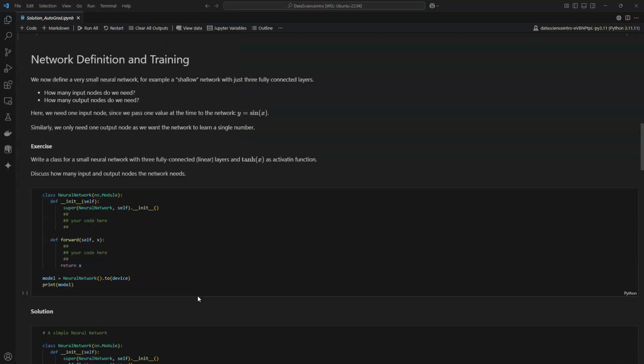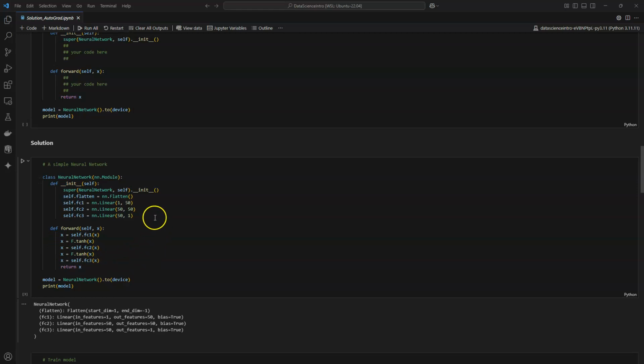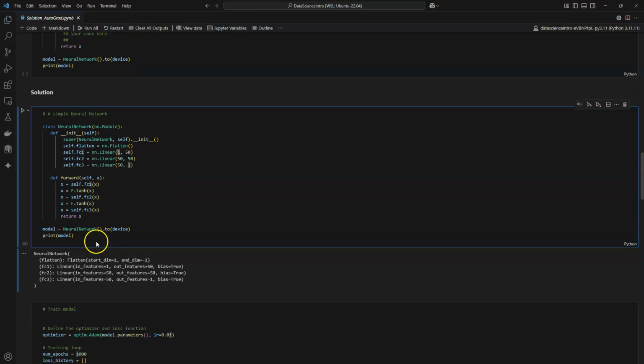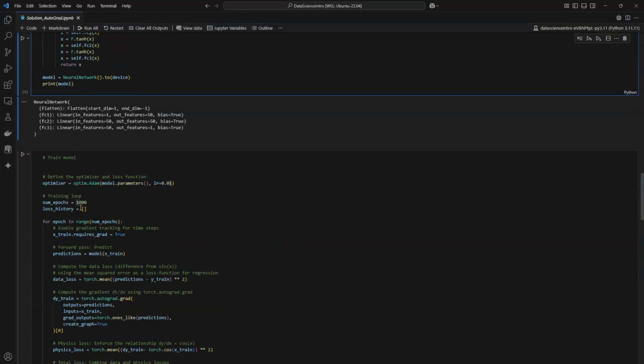Now let's start with defining a neural network. So we can start with a standard neural network, a very small one. The key thing is that we have one input node, because this is essentially our x values, and one output node. So we want to use this function to learn y as sine of x. And then we have a forward pass. We'll just take the fully connected one with the hyperbolic tangent as activation function and just have a few of those, and this is a very simple network model.